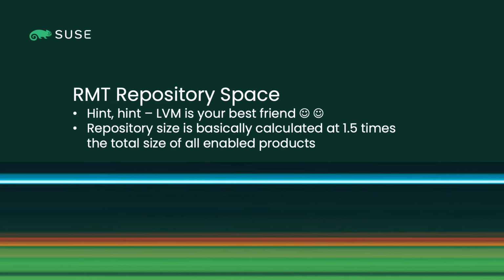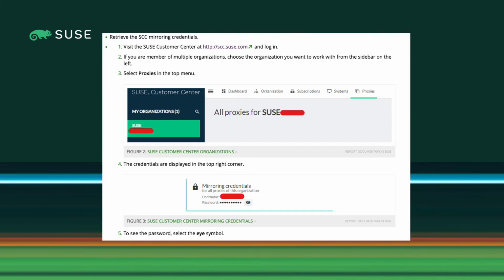Once that is completed, you are ready to set up the RMT server. As outlined in the guide, you just utilize the yast rmt command. Remember to obtain the organization credentials from your SCC partner portal prior to running yast rmt. This is essentially an important step.